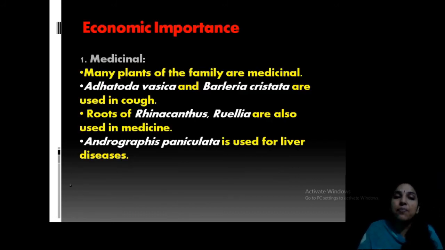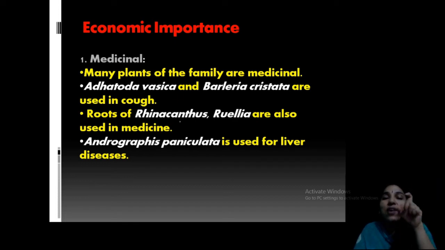Medicinal plants are there. You know the plant Adathoda vesica, Adalodakam. You may have heard about it. It is usually used to treat bronchitis, cough, etc. And Barleria cristata, we commonly call Parvati chedi. Now it is the flowering season of Parvati. Various colors are available. That is also used for cough. Then roots of Rhinacanthus are very important. Rhinacanthus nasutus has a bird-like flower, the shape of a bird. Then Ruellia, another common plant, is used in medicine.